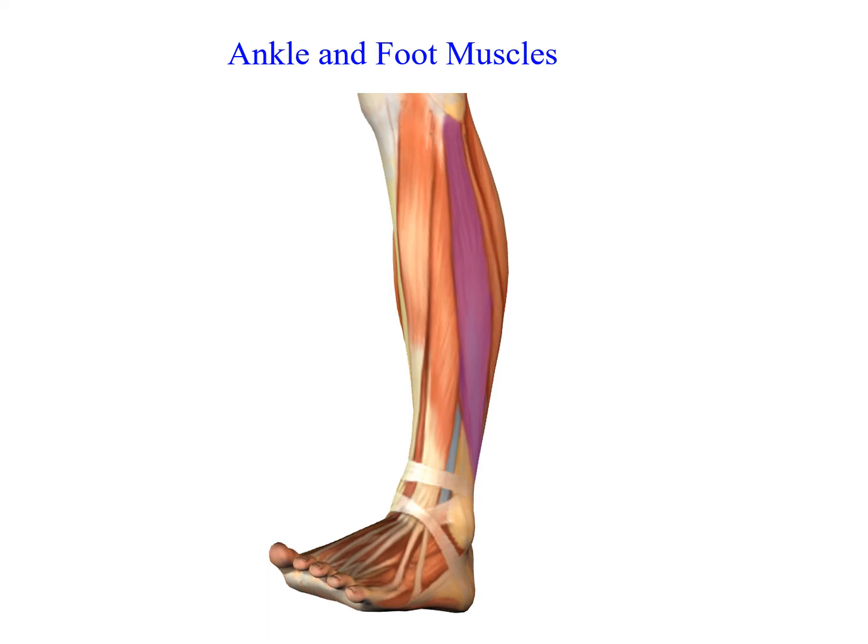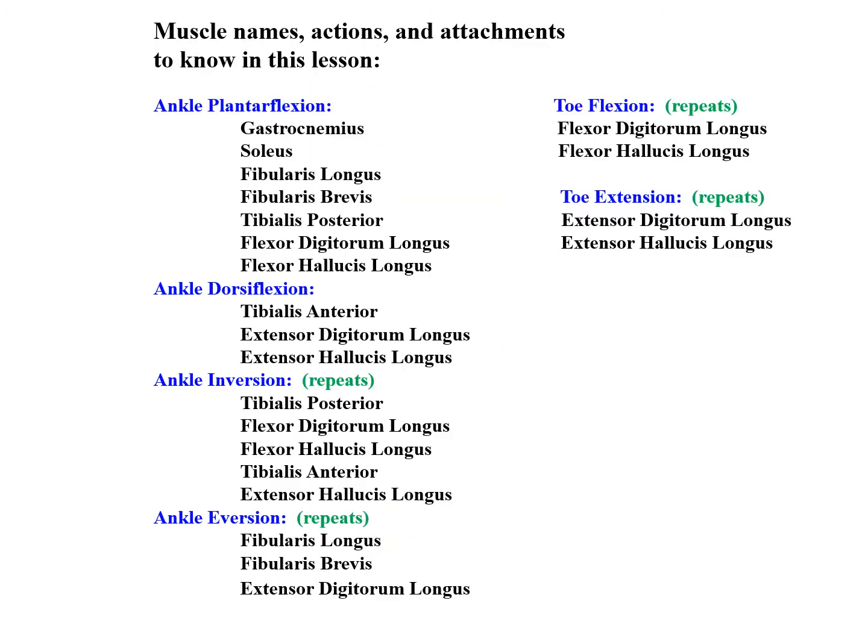In this final online lesson, I will present the major muscles located in the lower leg, which move the ankles and toes. Listed here are the major muscles you should be able to identify by name, actions, and attachments after viewing this presentation. These will again be displayed at the end of the unit for your review.